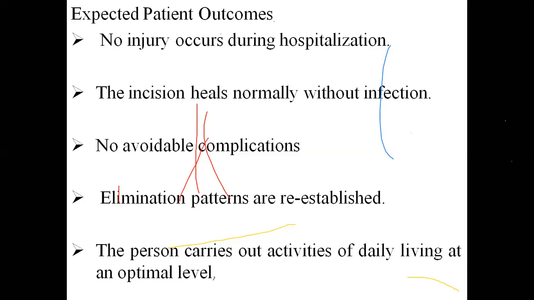With good nursing intervention, surgical incisions are expected to heal normally without infection. That is why it is important to maintain aseptic management of wounds while the patient is in our care, and giving good nutrients, all of this will help us ensure that patients have good natural wound healing. There are no avoidable complications. You have to ensure that complications don't arise, and that is why we talked about the breathing exercise and the leg exercise, all of this we mentioned earlier, to ensure that complications don't come in as a result of patient hospitalization. Then elimination patterns are re-established.